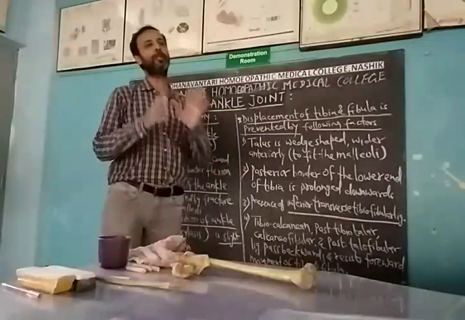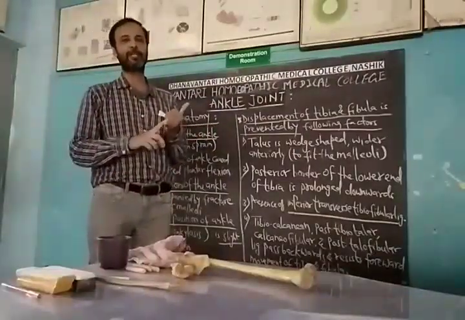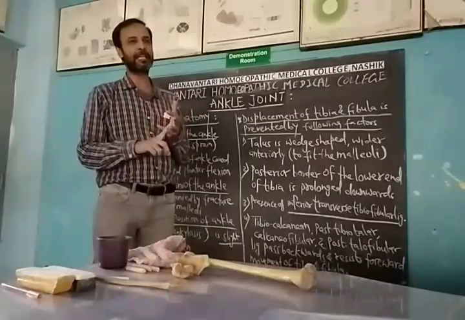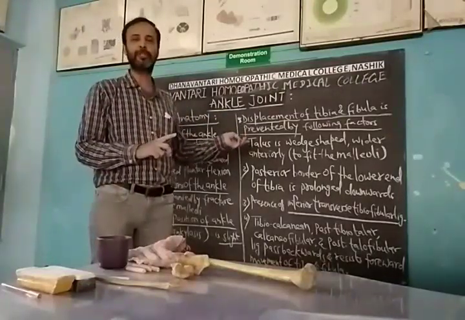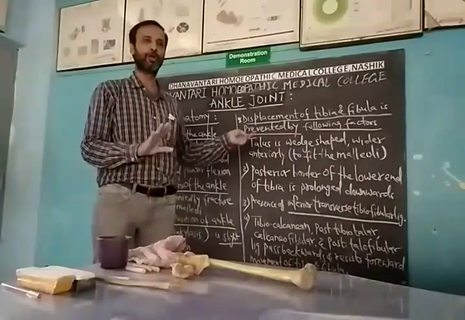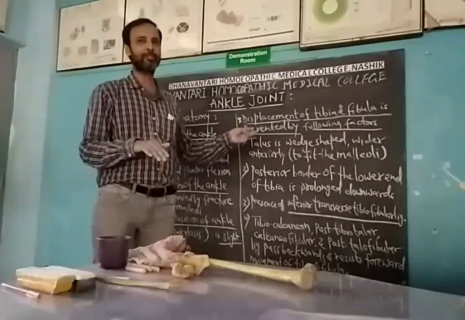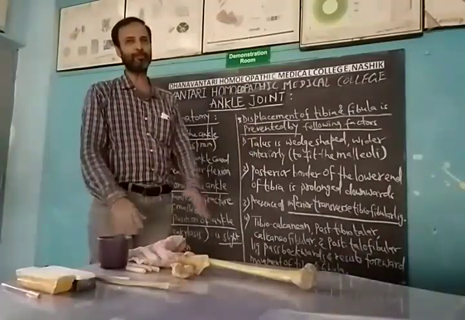So with all this in detail, we have learned about the ankle joint: its types, subtypes, the articular surfaces, the ligaments, the stability of the joint, then the movements with the muscles responsible for them, both dorsiflexion and plantar flexion, then the blood supply, nerve supply, and the applied importance. So with this, all about this joint, thank you very much.